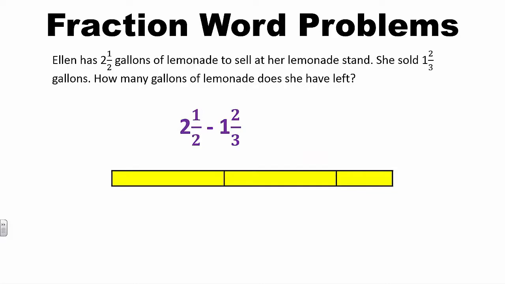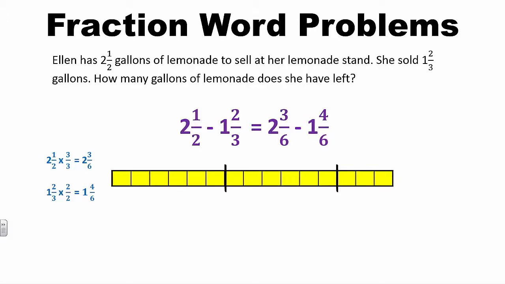The model represents 2 1/2 gallons of lemonade. If we multiply the denominators 2 and 3, we see that 6 is a common denominator. So 2 1/2 equals 2 3/6, and 1 2/3 equals 1 4/6. Our problem is now 2 3/6 minus 1 4/6. We can partition the model into 6 to represent this.